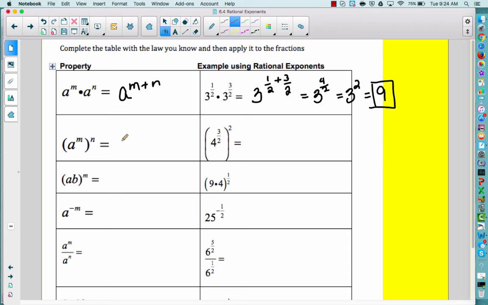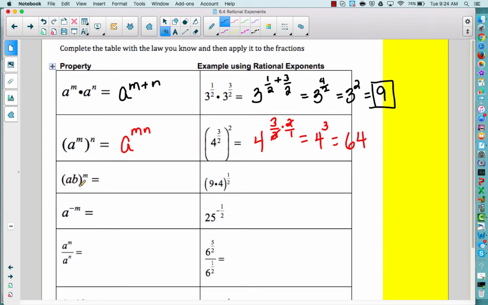Power to a power, in the next example, we multiply the exponent, so a to the mn. So in this case, this would be 4 to the 3/2 times 2. Well, 2's over 1, the 2's cancel, so I get 4 to the 3 over 1, which is 4 to the 3 power. 4 to the 3 power is 64. So again, those numbers and those powers that I keep talking about are really important.